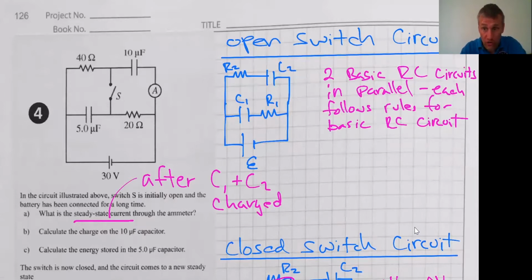So the initial current would be epsilon over R1 plus epsilon over R2. But that's not the steady state current. The steady state current, I talked about that earlier, that was going to be 0 because these act like open switches.